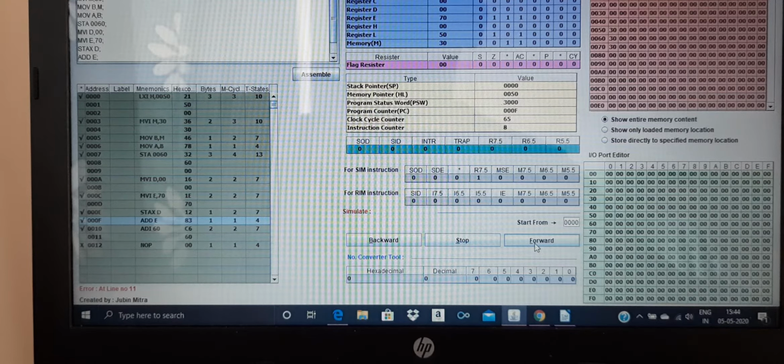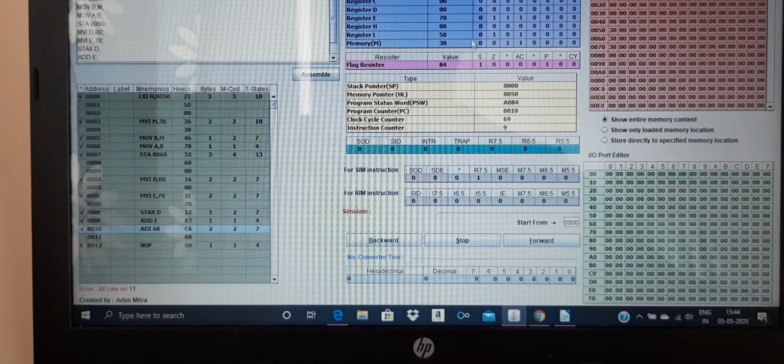ADD E. The contents of register E will be added with the contents of the accumulator. So the contents of register E, which were 70, will get added with 30. Now please remember the addition takes place in the hexadecimal numbering system. Let us see what happens. So 30 plus 70, the addition took place in hexadecimal and the result is equal to A0. Now the sign flag is equal to 1 and the parity flag is equal to 1.